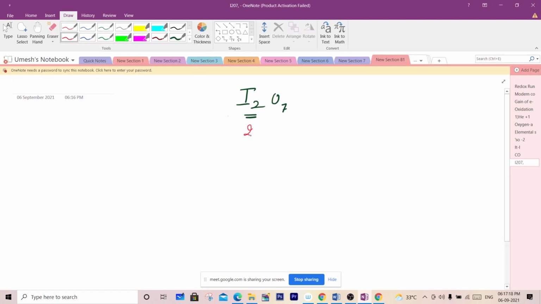We are putting a 2x. Oxygen is a -2 charge into 7 is equal to 0, or 2x is equal to 14, or x is equal to +7. Getting me? Okay.